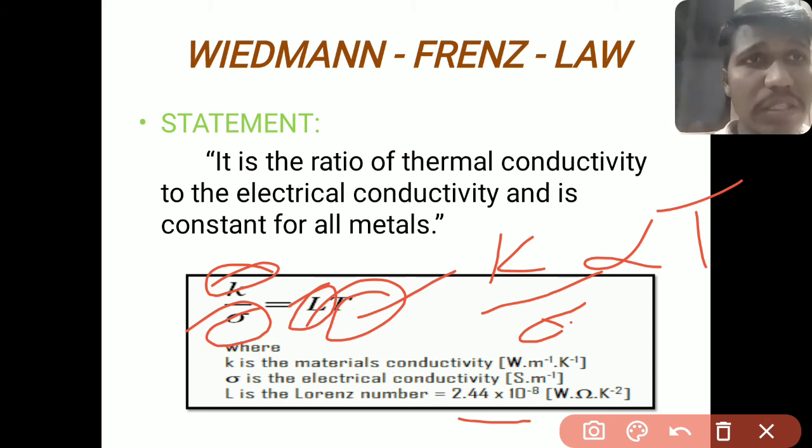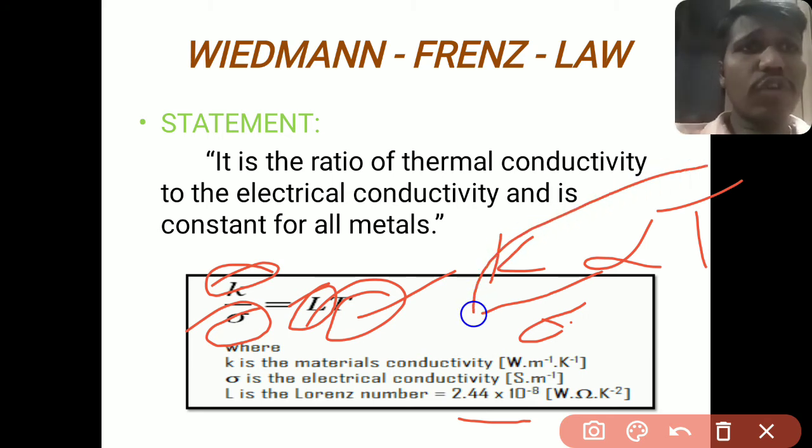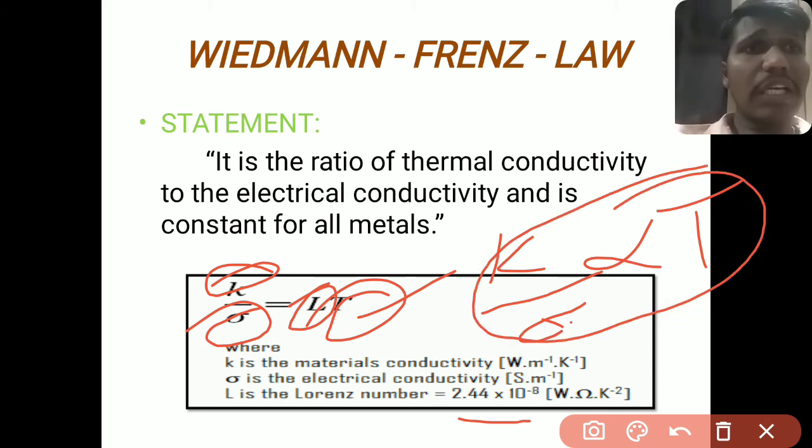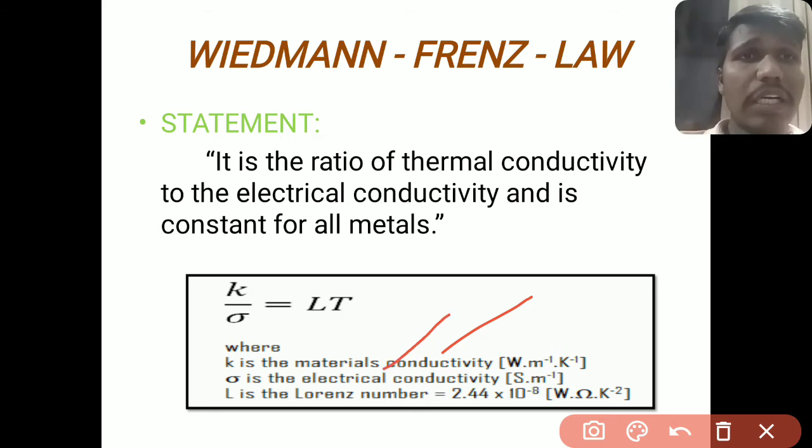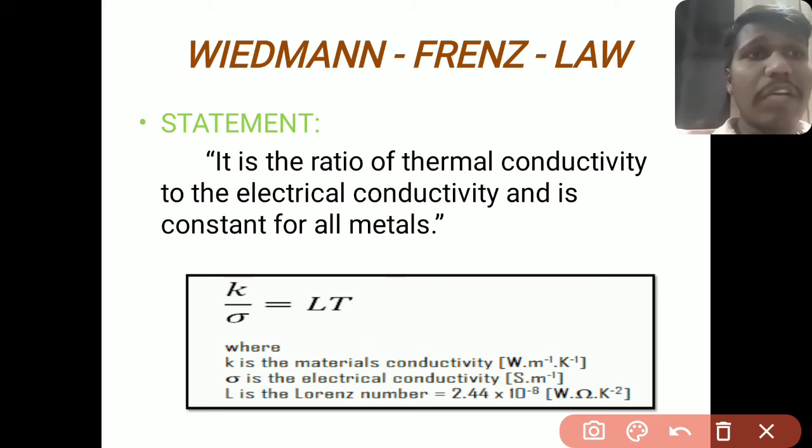for all metals, and the ratio of the thermal conductivity to the electrical conductivity is directly proportional to the absolute temperature. These are the two statements that define the Wiedemann-Franz law. Here K is the thermal conductivity, sigma is the electrical conductivity, L is the Lorentz number, and T is the temperature. This is the statement of the Wiedemann-Franz law.